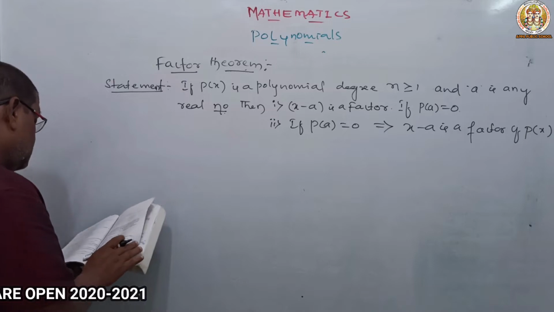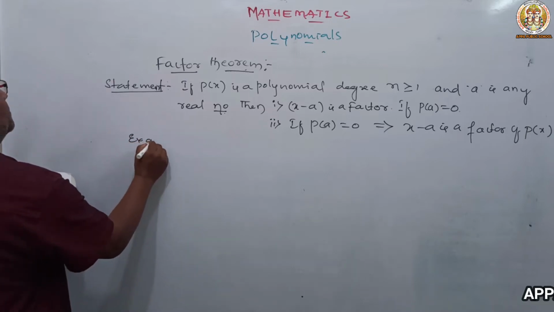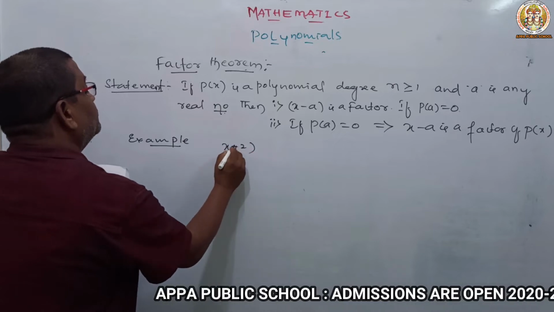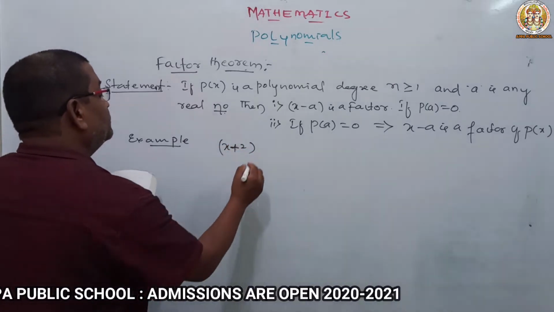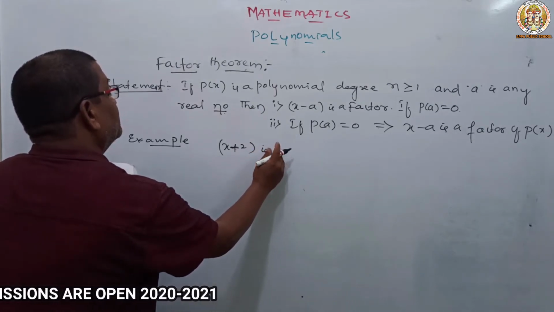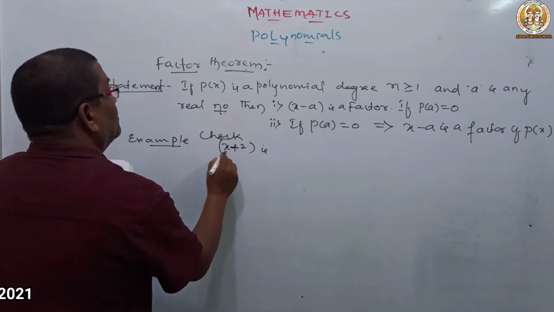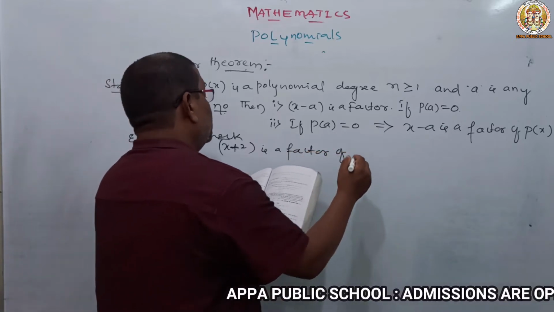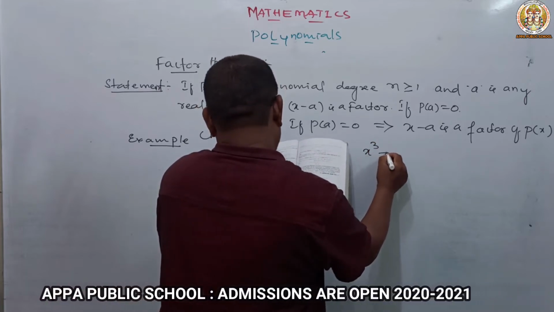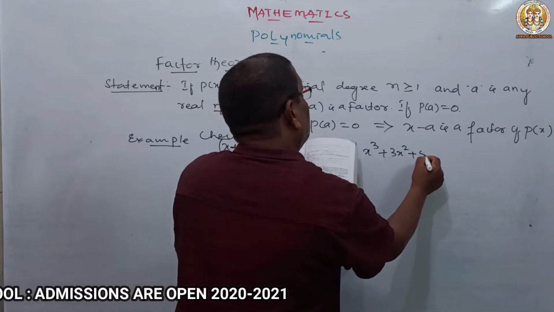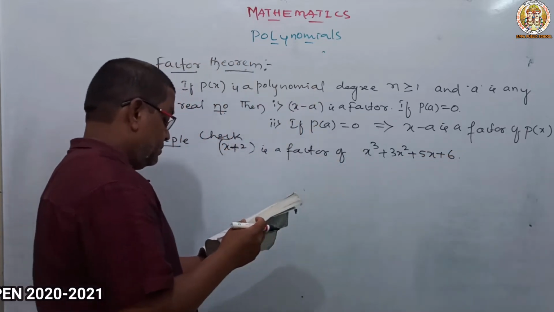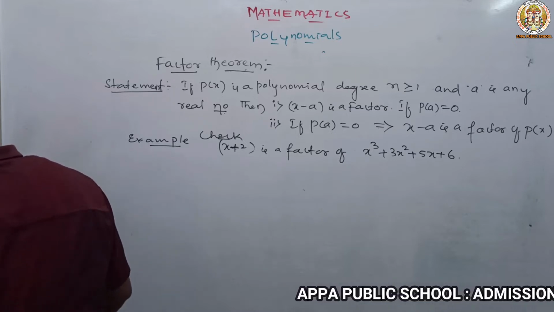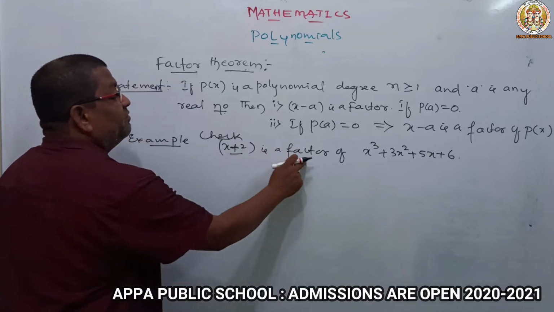Example. Check whether x plus 2 is a factor of the polynomial x cube plus 3x square plus 5x plus 6. So we need to check whether it is a factor of that or not.